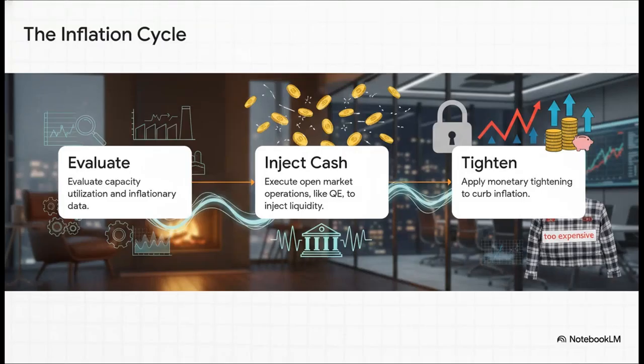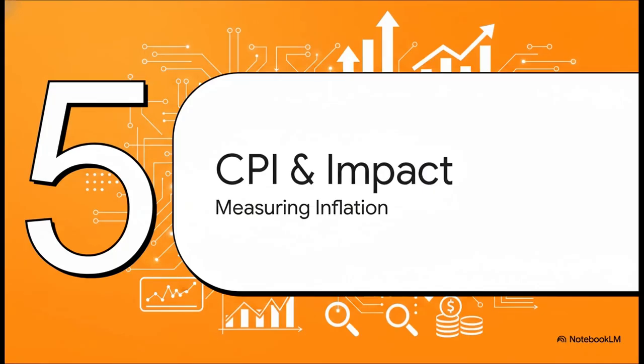Here's how the cycle typically plays out. First, central banks evaluate capacity utilization and track inflationary data. Second, they execute open market operations, like QE, to inject that liquidity. But third, when inflation runs too hot, when that plaid shirt gets entirely too expensive, they have to reverse course. They apply monetary tightening, usually by raising interest rates, to cool things down. For a finance leader, tracking these institutional steps is absolutely crucial. It tells you when to anticipate EBITDA margin compression or when you need to trigger OPEX optimization to protect your company's bottom line.